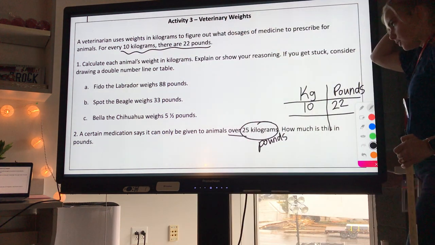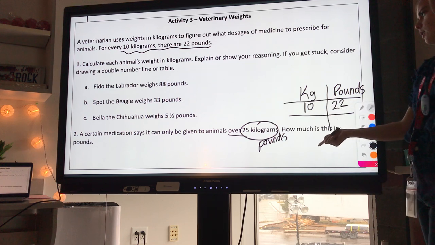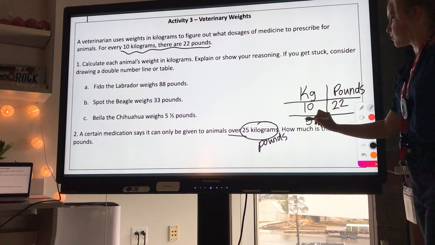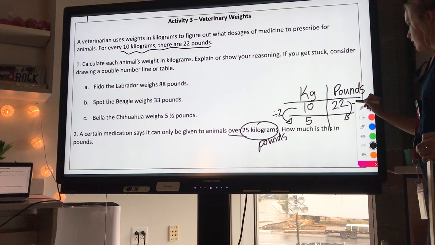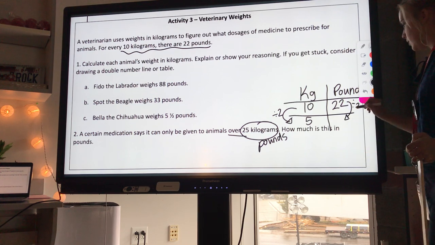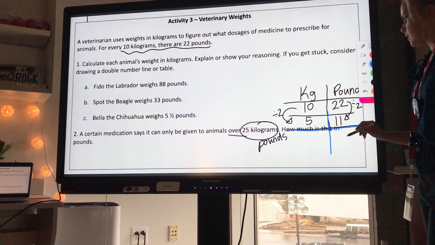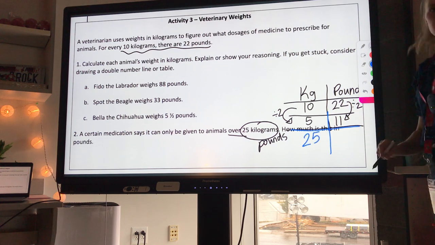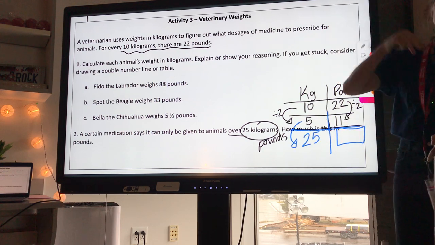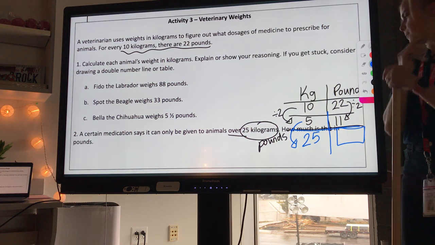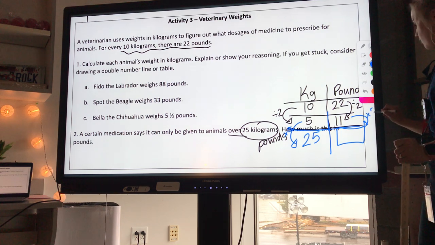Okay, now we're gonna use that to get to 25 kilograms. To get to 25 kilograms, I don't know what I multiply 10 by quite to get to 25, so I'm gonna first find out what 5 is. So I know 10 divided by 2 is 5, so I'm gonna divide 22 by 2, and 22 divided by 2 would give me 11. Now I'm gonna use that ratio to extend, and I'm gonna use a different color. So I'm trying to get from 5 kilograms to 25 kilograms, and we're gonna see how many pounds that is. So what do we multiply 5 by to get to 25? It is getting bigger, so that means we're multiplying. 5 times 5 is 25, so that means I'm gonna multiply 11 by 5.